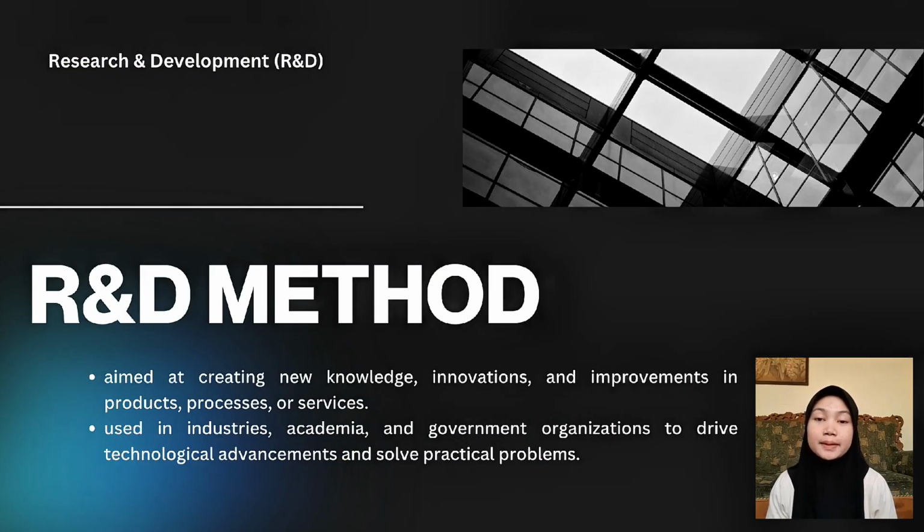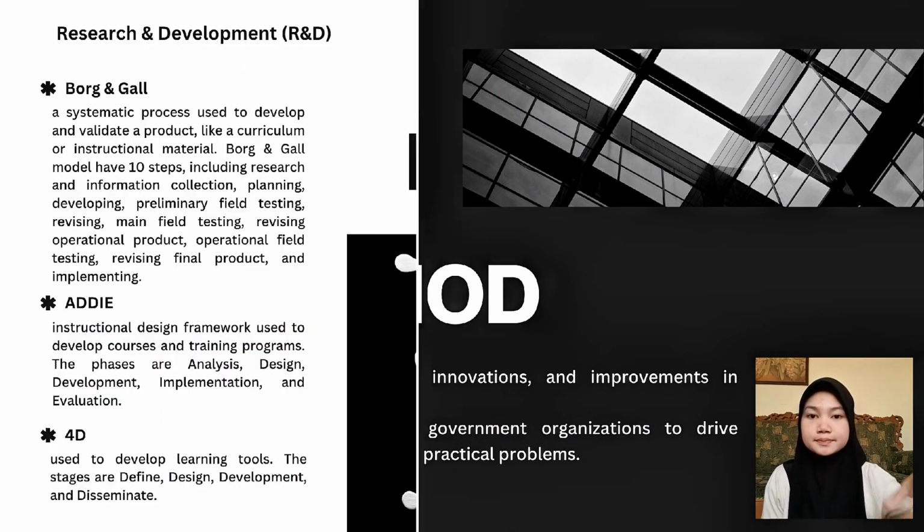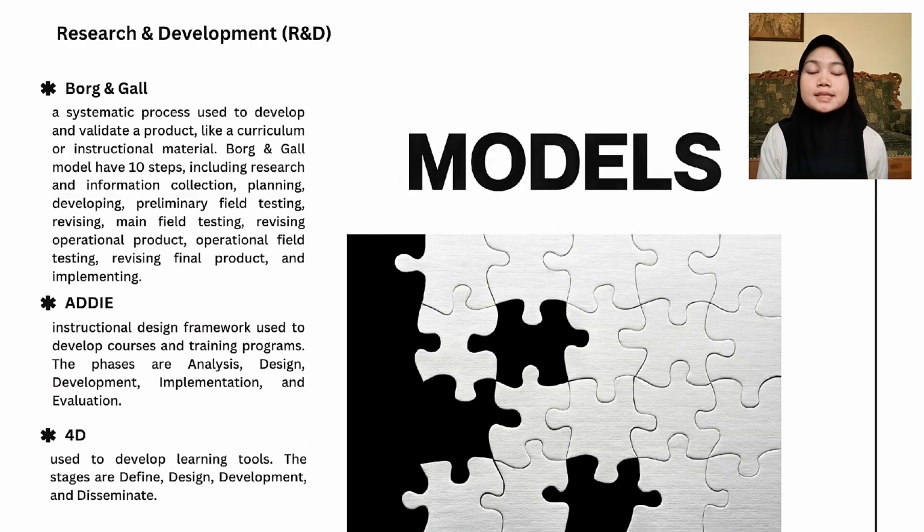Then the second method is research and development. Research and development is a process of creating new knowledge, innovations, and improvements in products, processes, or services. It is widely used in industries, academia, and government organizations to solve practical problems. There are some models of the R&D method. There are Borg and Gall, ADDIE, and 4D.